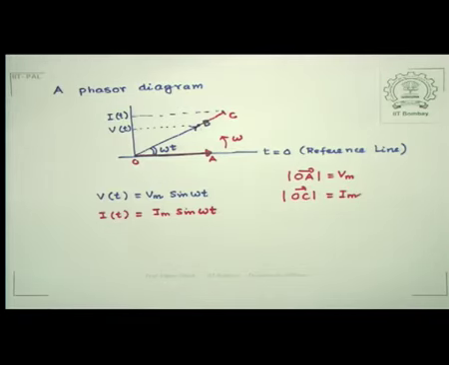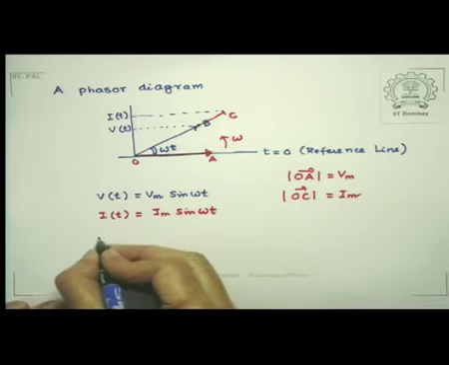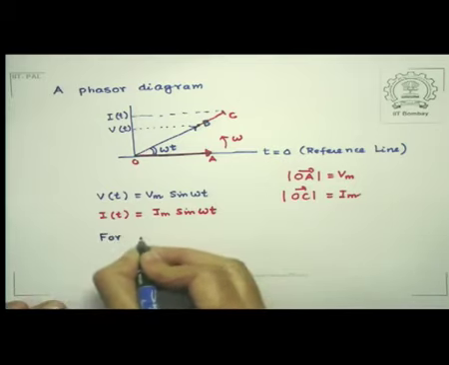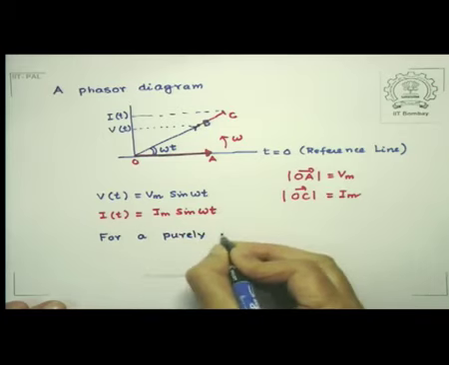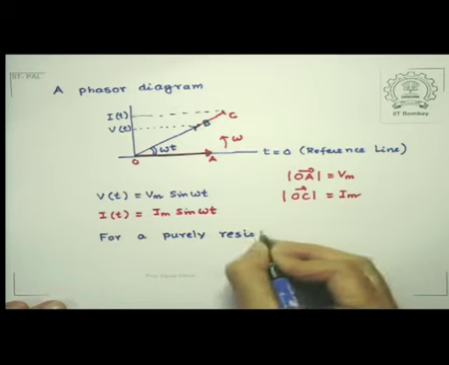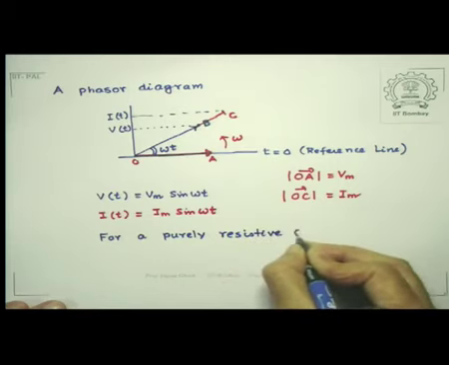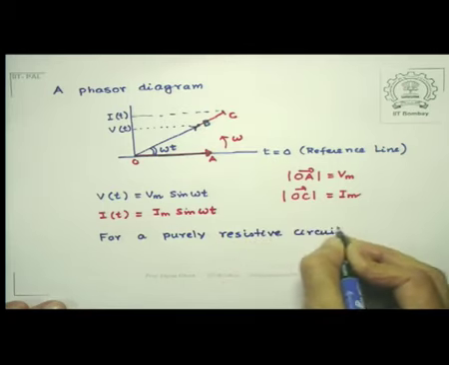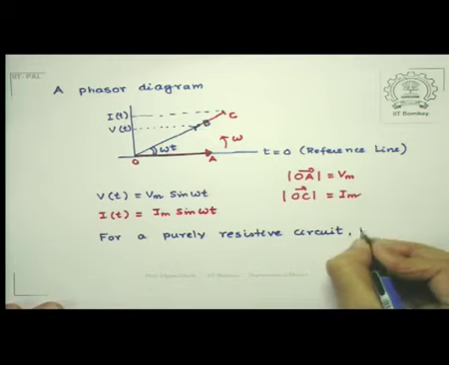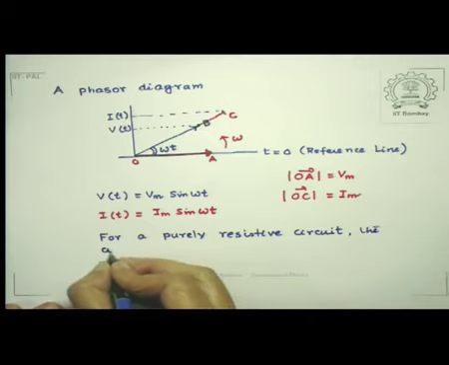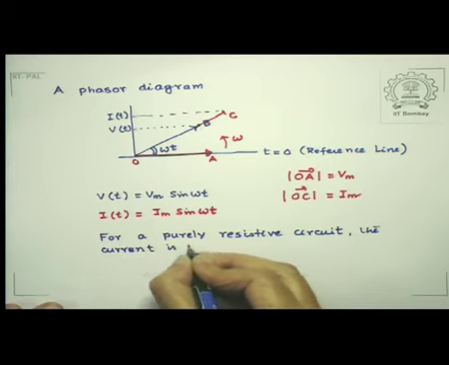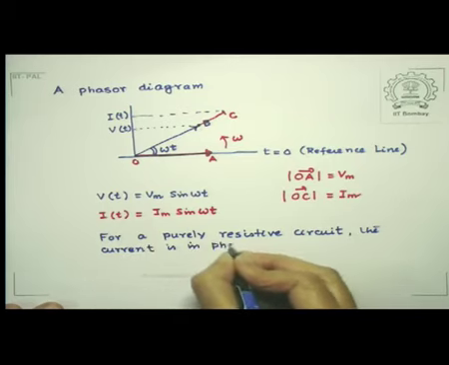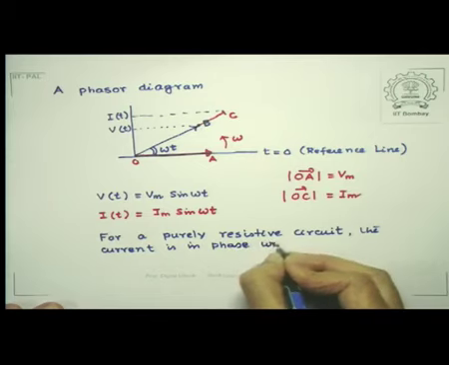Now, an important point to take home from this is, for a purely resistive circuit, the current is in phase with the voltage.